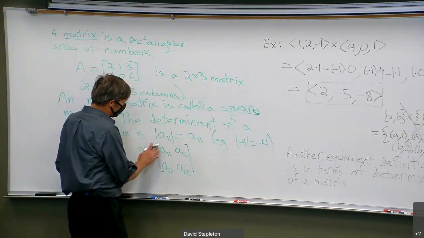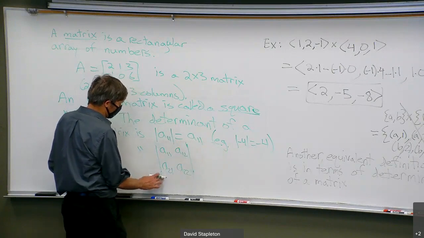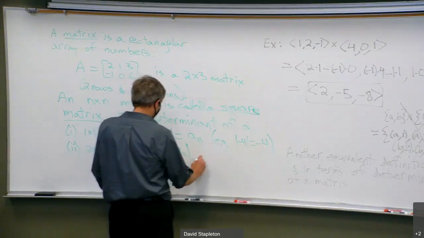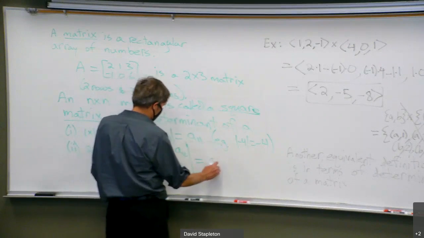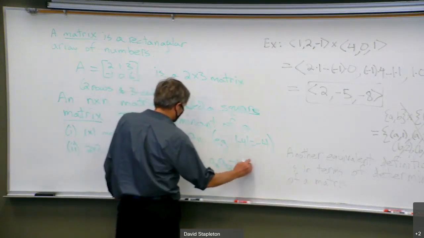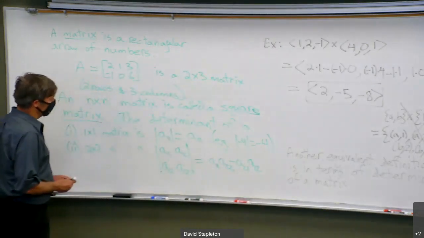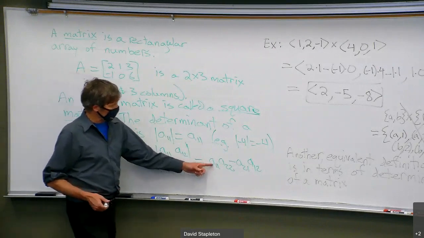But if you make it straight bars, it means the determinant of the matrix, which is a number. And so this means the number, this times this minus this times this. A11 times A22 minus A21 times A12. That's the determinant of a 2 by 2 matrix. And all these things in here are just numbers, and so this product is a number.